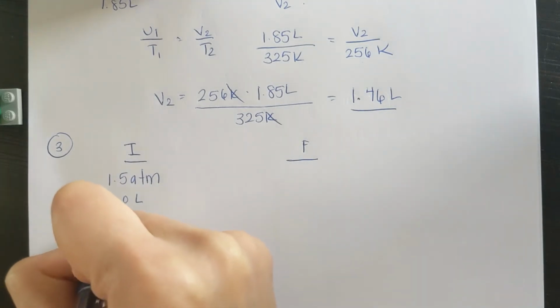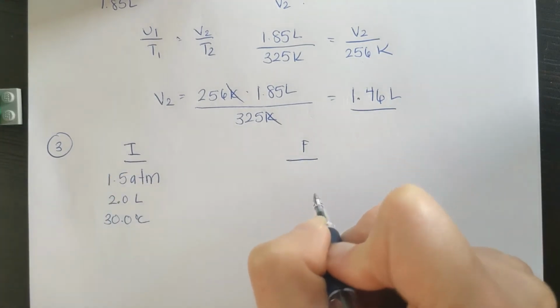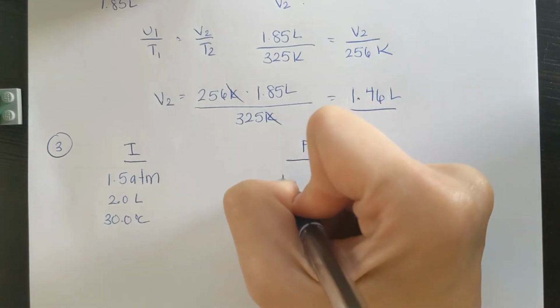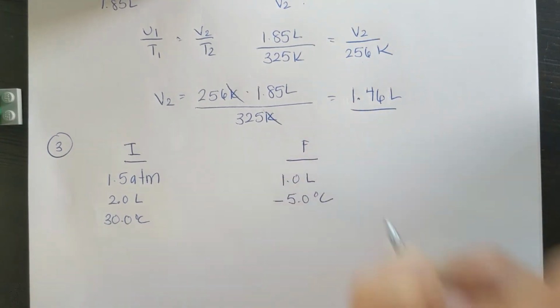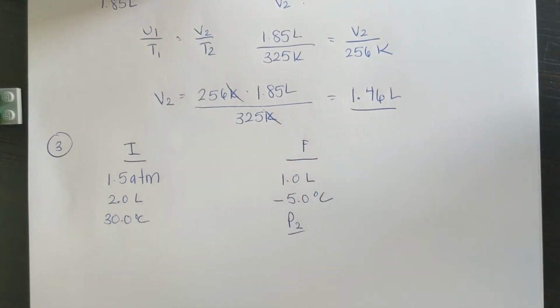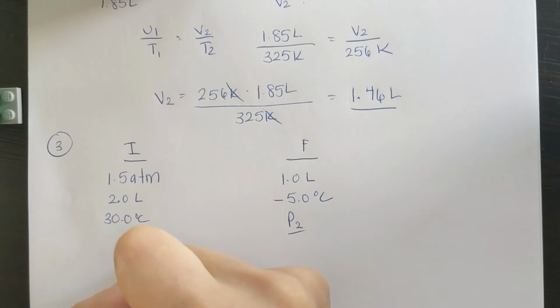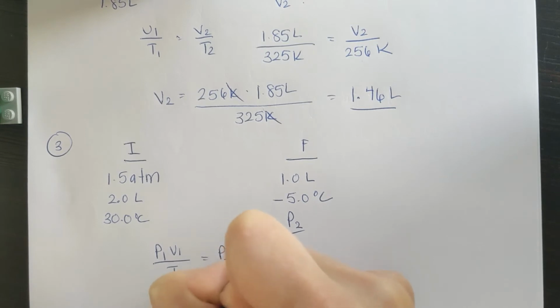And initially we have 30 degrees Celsius. And then our final, we have 1 liter, and we have -5 degrees Celsius. Okay, so we are solving for the pressure in the upper atmosphere. So we are looking at the change of pressure, volume, and temperature all at the same time, where only moles of gas is constant. So this is going to be the combined gas law. So for the combined gas law, P1 V1 over T1 equals P2 V2 over T2.